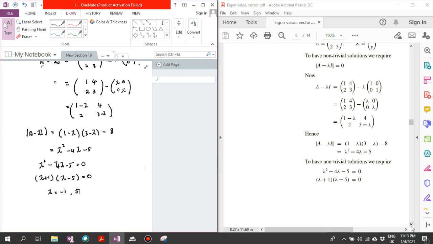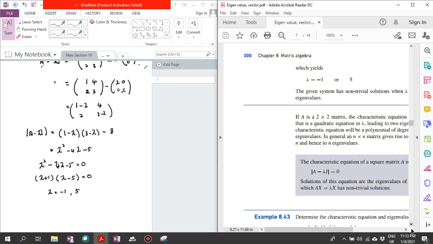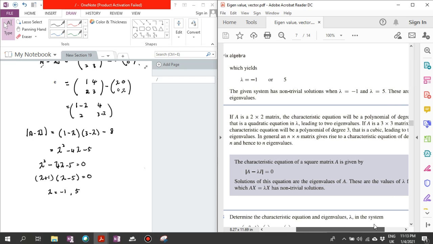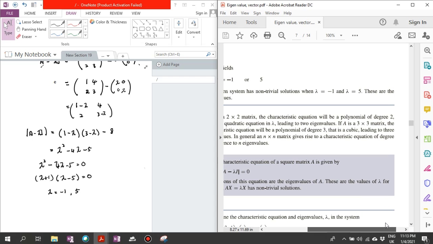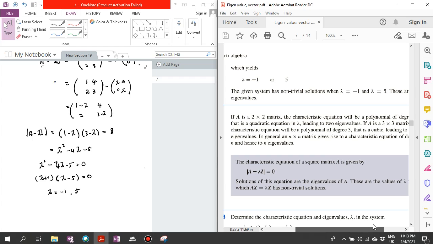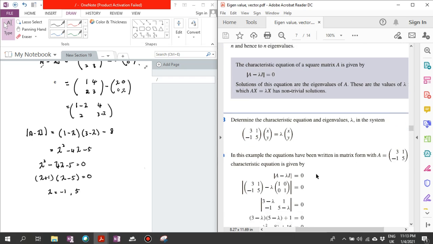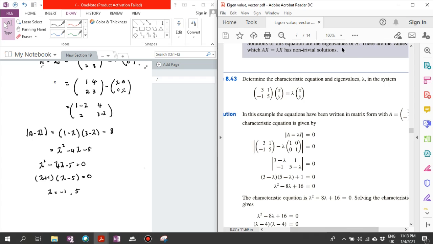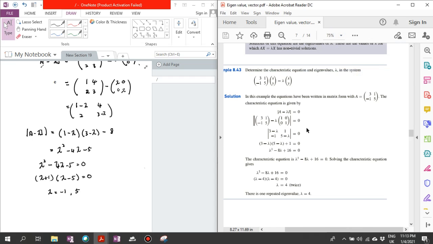So this is the given system that has a non-trivial solution, where lambda should be lambda equal -1 and lambda equal 5. Okay, for the eigenvalue. Maybe we can go for the next example. For example, determine the characteristic equation and eigenvalue lambda in this system. We go for example number 2.